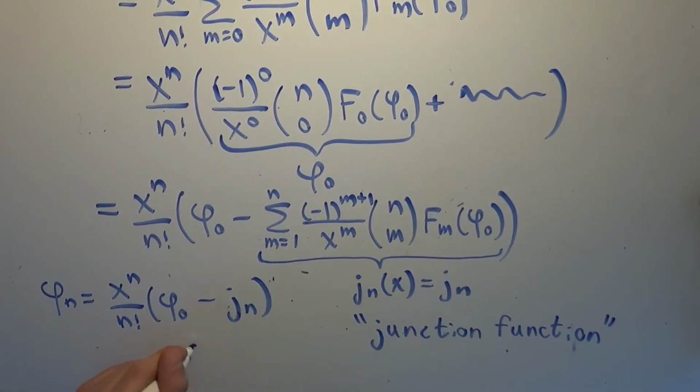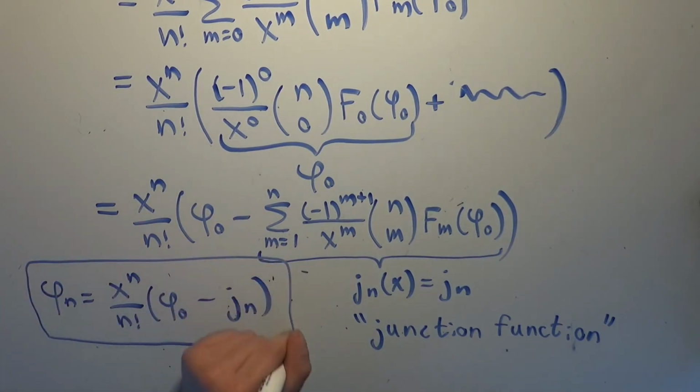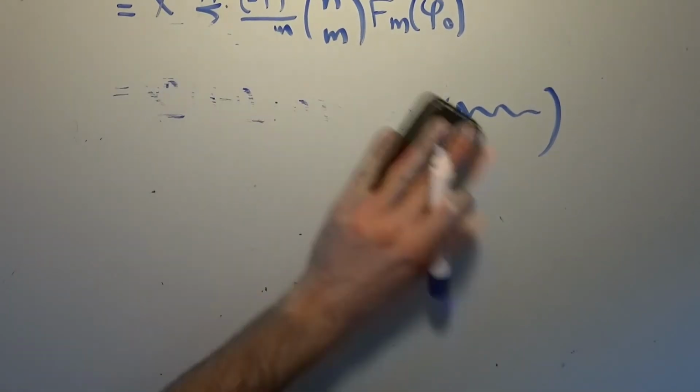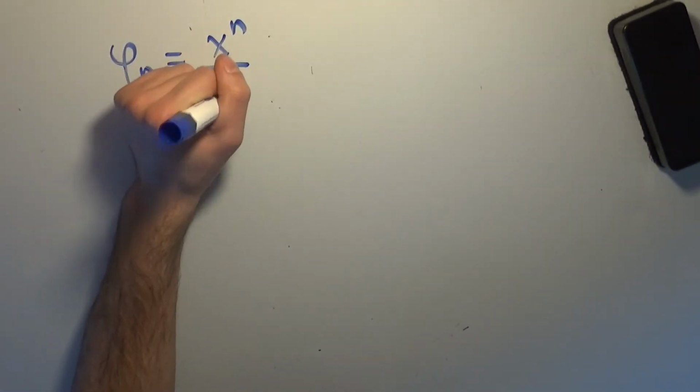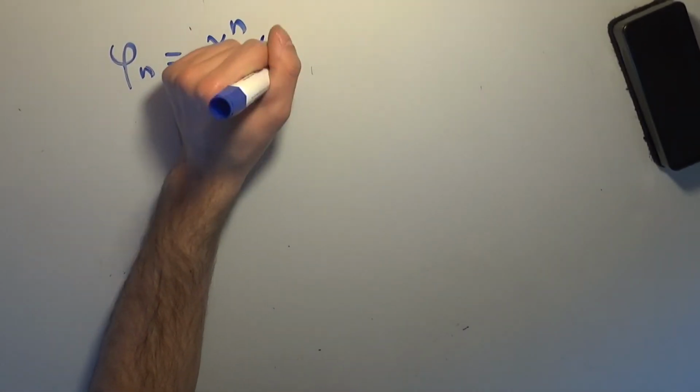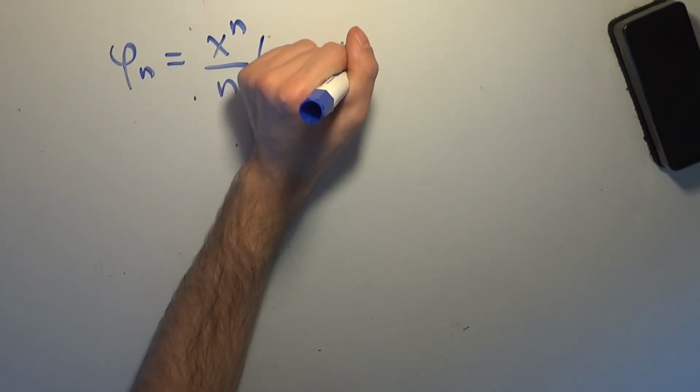We're going to explore some of the properties of this much more compactified expression for the nth integral of the inverse of some function f. So let's take a look at this now, because we're going to derive an interesting differential equation from this. So we've shown that phi sub n, the nth integral of some inverse function phi 0, can be expressed as x to the n over n factorial times that inverse function minus this new function, j sub n.